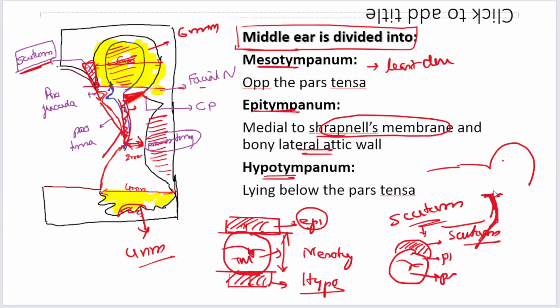You remove a part of the pars flaccida, and you drill out this part of the bone so that you can directly enter the attic and see if there is any disease in the attic. Or if the disease is minimal, we can do this atticotomy, as it is called, and remove the disease from the attic.